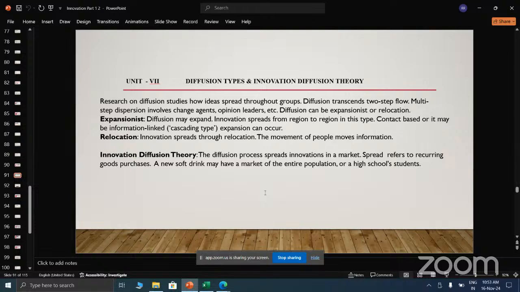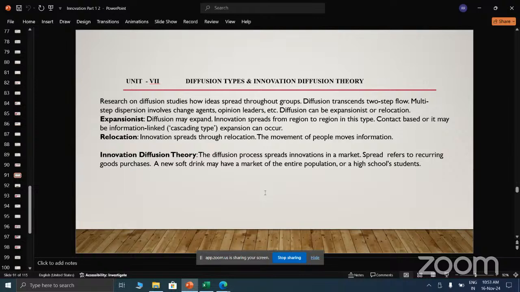Research on diffusion studies how an idea spreads throughout different groups. Diffusion transcends the two-step flow. One is multi-step dispersion that involves change agents, opinion leaders, etc. Then the diffusion can be expansionist or relocational. Let's see what expansionist diffusion means. It is diffusion that expands or may expand, and it requires spreading from region to region in this type.